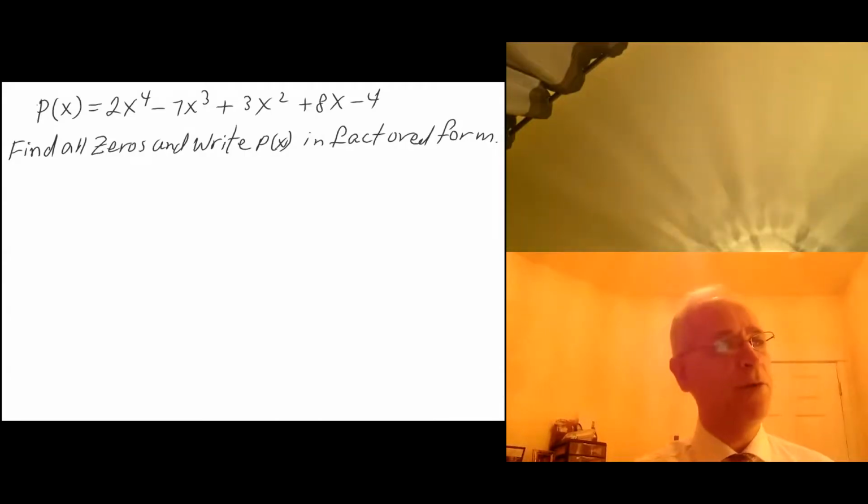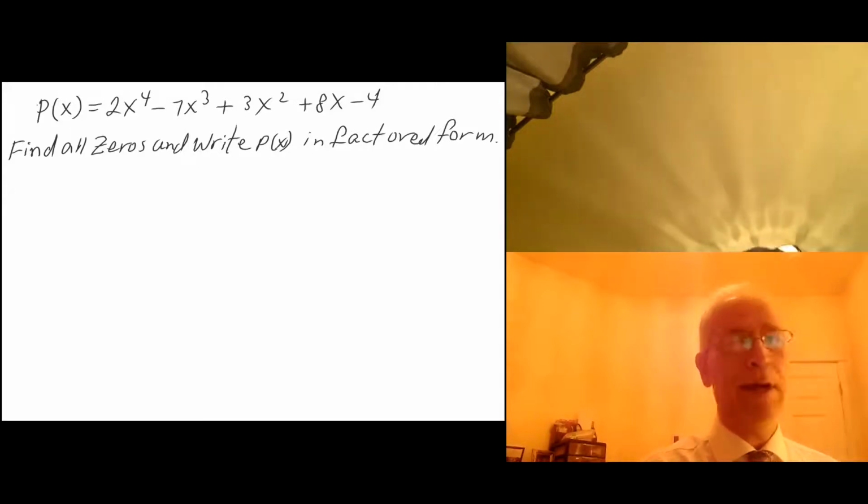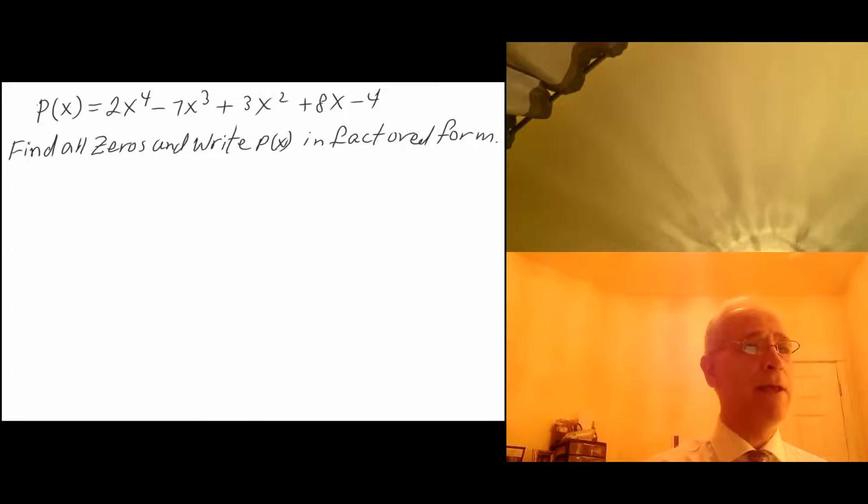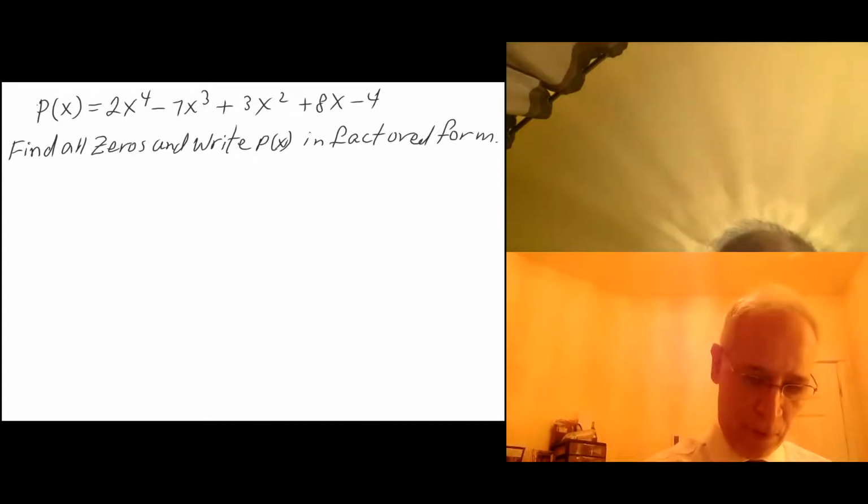Hello, Math 141. We have p of x equals 2x to the power of 4 minus 7x cubed plus 3x squared plus 8x minus 4. And the instruction is telling us to find all zeros and then write p of x in factored form.